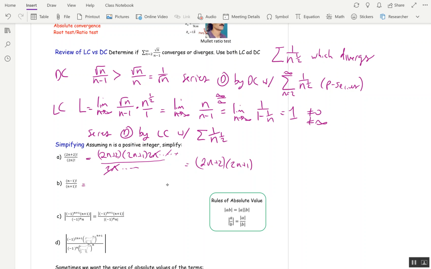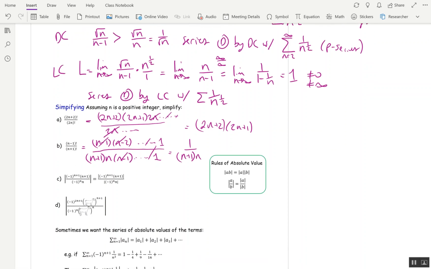Okay, next one. The top is n minus 1, n minus 2, dot, dot, dot, down to 1. The bottom is n plus 1. Next integer down is n. Next integer down is n minus 1. So now we're starting to agree with the terms on the top. So what's left is a 1 over n plus 1 times n.